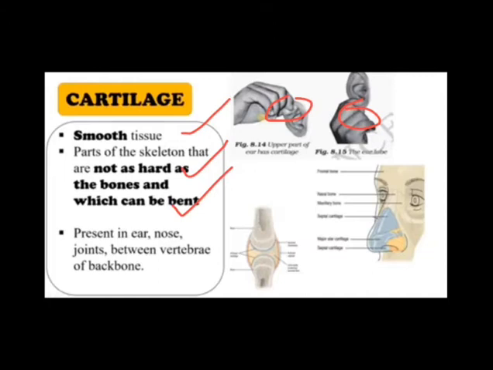So where is the cartilage present? You can see the cartilage on the part of the ear, right? This cartilage is present in the ear, nose, joints, and between the vertebrae of the backbone. This cartilage acts as a protective layer so that the bones do not rub against each other and damage themselves due to the friction between their surfaces. Okay, now let's move forward.